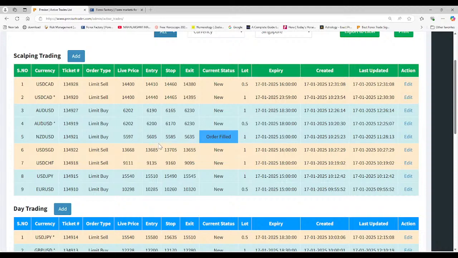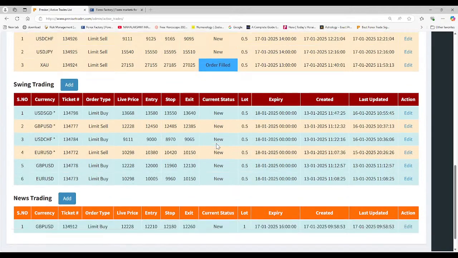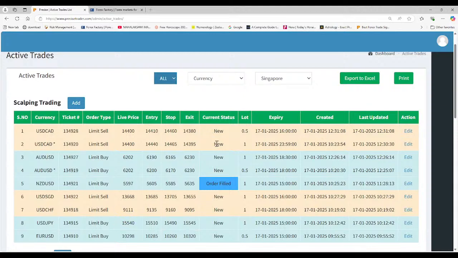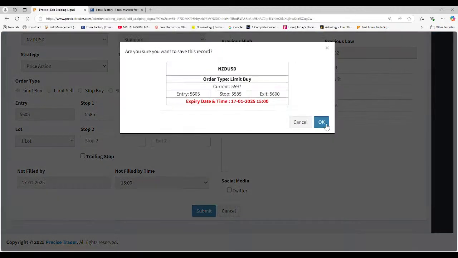Okay, we have already taken one lot. I think this is a mistake. We should have taken half lot. What we can do is try to close this, or we can reduce the stop. Since we have already taken one lot, this is a mistake. We should have been a half lot. So what I'll try to do is close at a 5 pips loss.